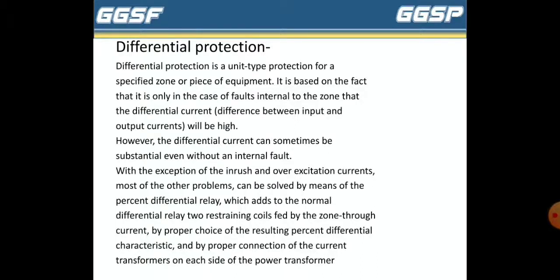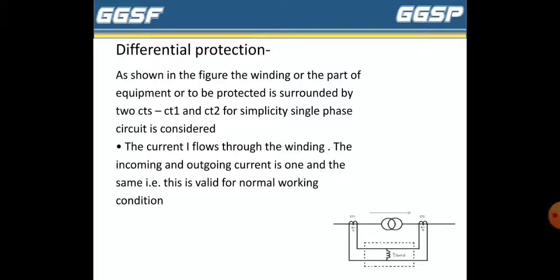two restraining coils fed by the zone through current, by proper choice of the resulting percentage differential characteristics and by proper connection of the current transformers on each side of the power transformer. As shown in the figure, the winding or the part of equipment to be protected is surrounded by two CTs, CT1 and CT2.